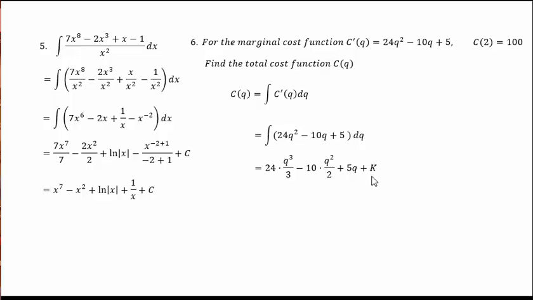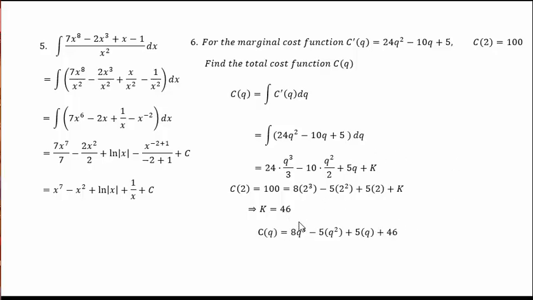And we're left with 24q to the power 3 over 3 minus 10q squared over 2 plus 5q plus an integration constant k. Now, we can't write this as our final answer since we don't know what this constant is. Now, to find the constant, we can use the second piece of information. This tells us that at q equals 2, the value of this function is 100. So if we substitute q equals 2 and equate it to 100, we can isolate k, and we find k equals 46. Now we can plug this back into our function, and we get our final answer to be 8q cubed minus 5q squared plus 5q plus 46. And this is the total cost function.